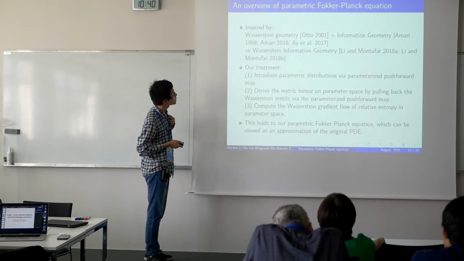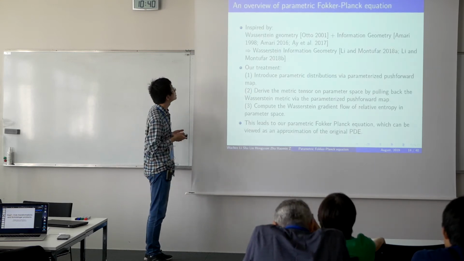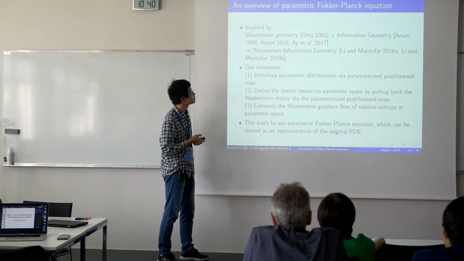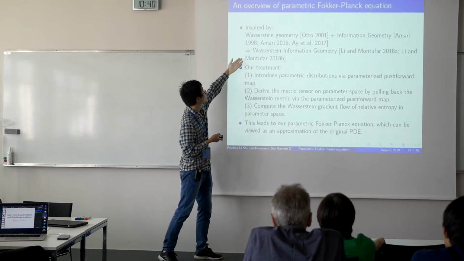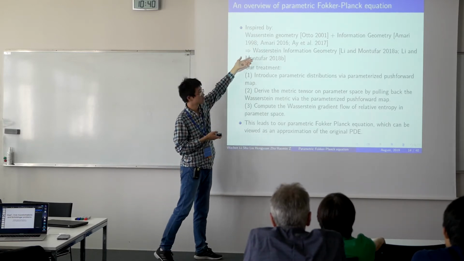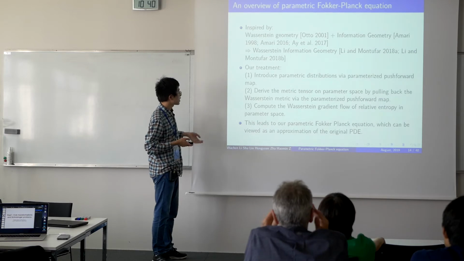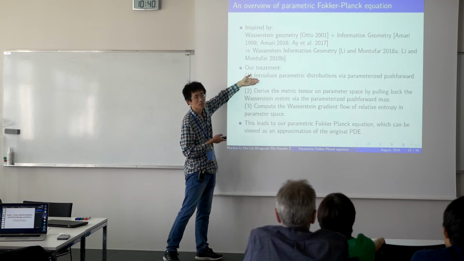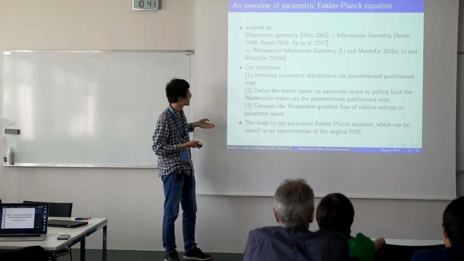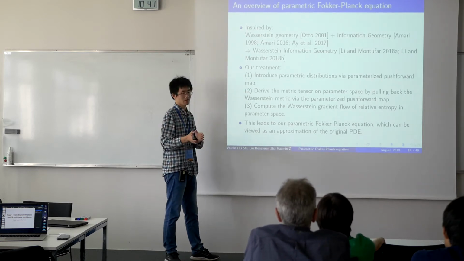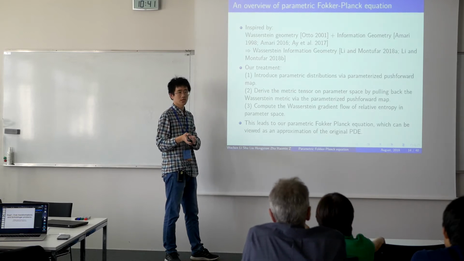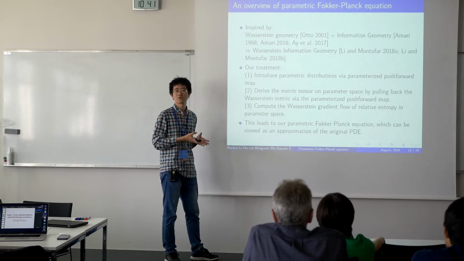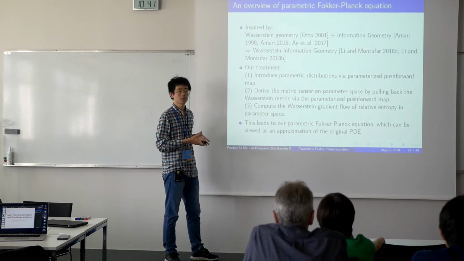Okay, so now let me say something about our derivations. We are actually inspired by the Wasserstein information geometry introduced by Li and Montúfar last year. So this is actually a combination of Wasserstein geometry theory and information theory. Our treatment can be divided into 3 steps. First, introduce a parametric distribution family, and then pull back the Wasserstein metric tensor onto the parameter space. And last, compute the Wasserstein gradient flow on the parameter space.